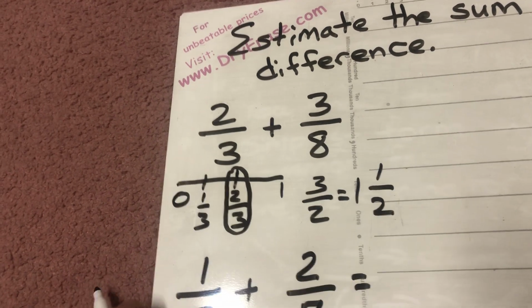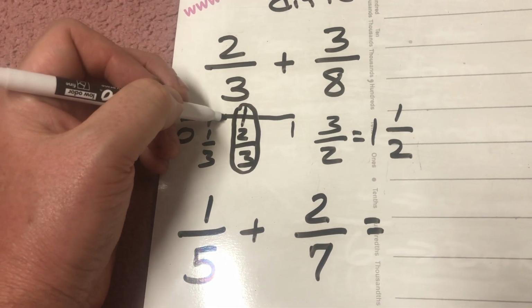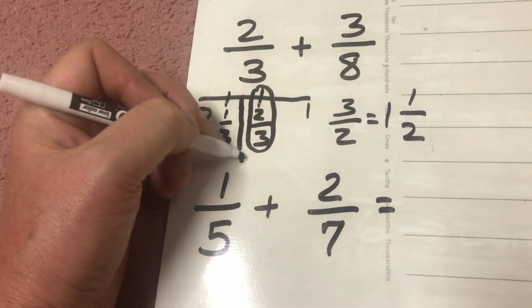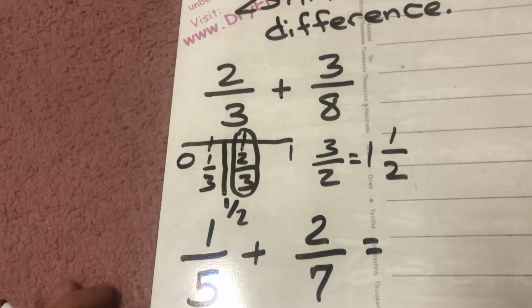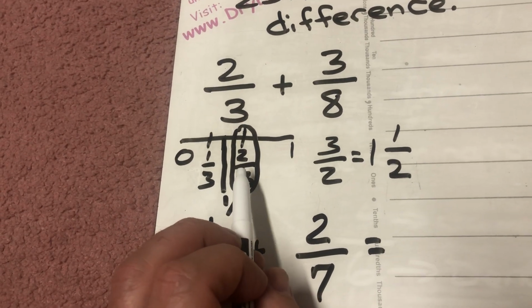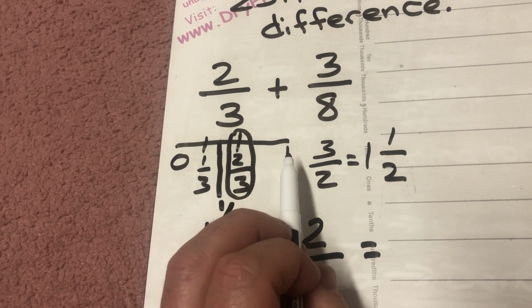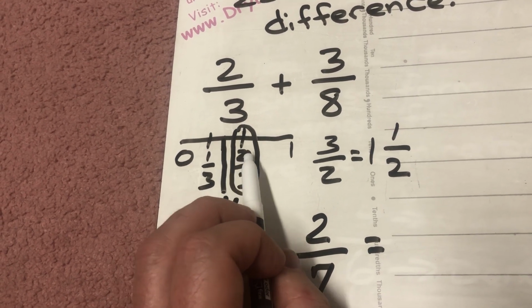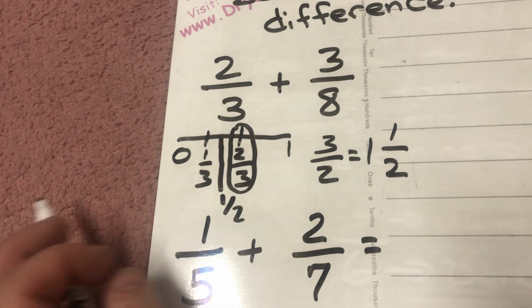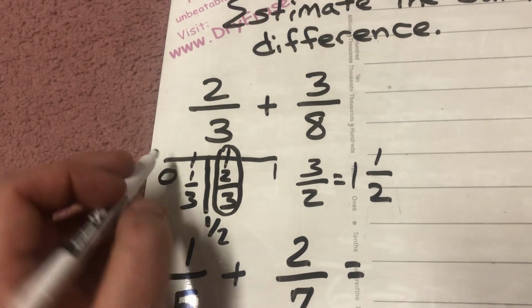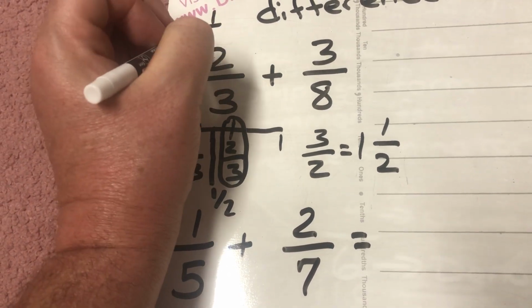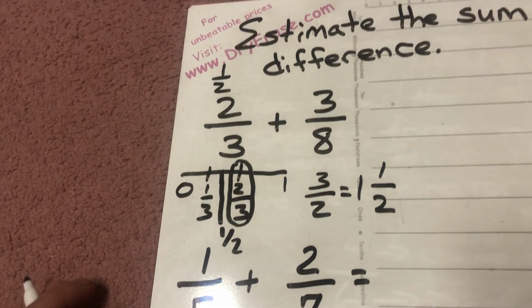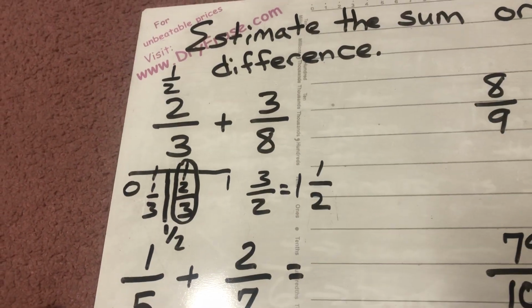It's between 1 and 2. It's right here. 1/2 is right there. And when I look at 2/3, it's a full step away from 1, but it's only a half a step, a smaller step, away from 1/2. So my 2/3 estimates to 1/2.